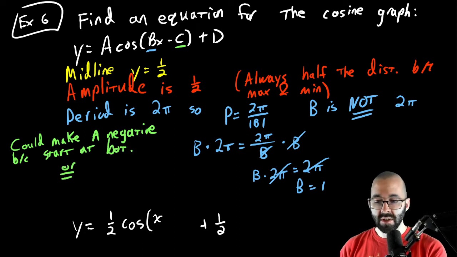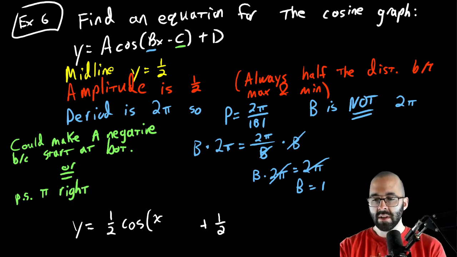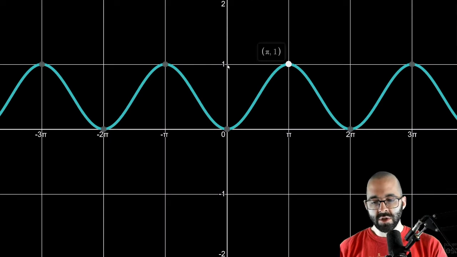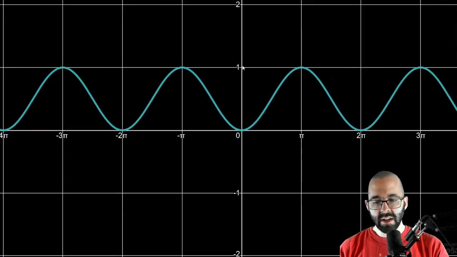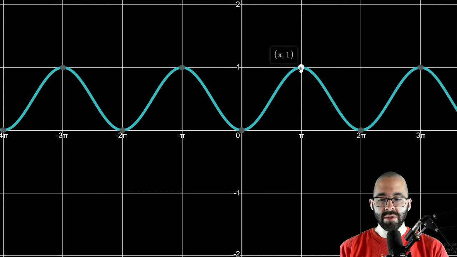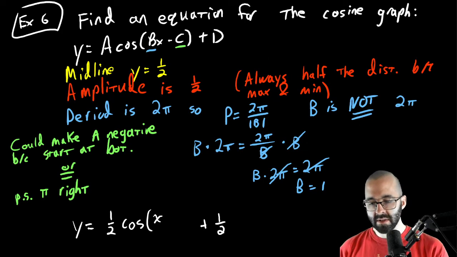Or use a phase shift. The phase shift is pi units to the right, because cosine should start up here, but we're actually over here. We got moved from here to here, that is, we got moved pi units to the right.